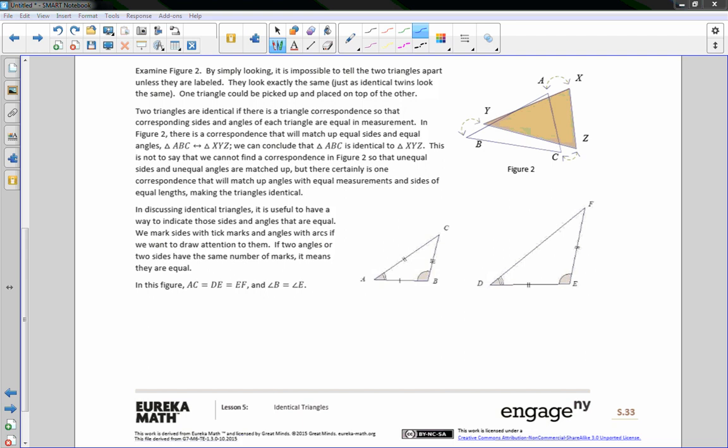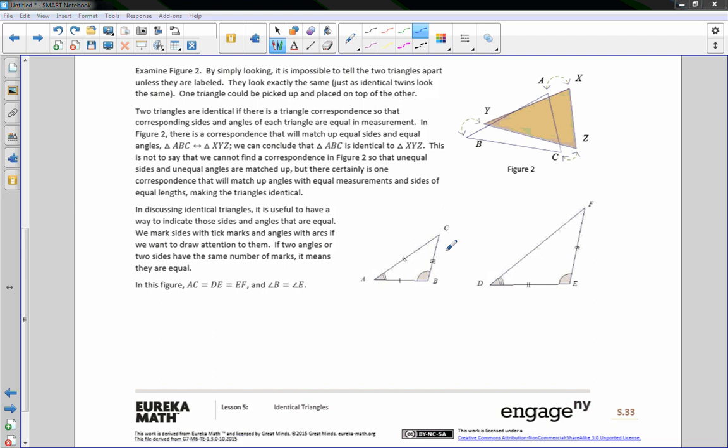We could still make a correspondence of unequal pieces. So in discussing identical triangles, it is useful to have a way to indicate those sides and angles that are equal. We mark sides with tick marks and angles with arcs if we want to draw attention to them. If two angles or two sides have the same number of marks, it means they are equal.